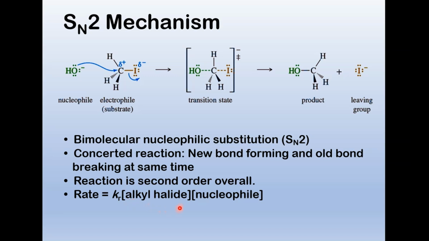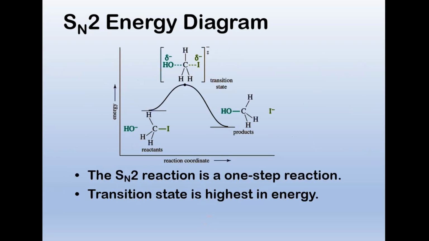The bimolecular part, we know by studying the reaction kinetics. So here's a rate law, and it says the rate is equal to some constant times the concentration of alkyl halide and the concentration of nucleophile. So if I double the concentration of alkyl halide, what do I do to the rate? It doubles. If I double the concentration of the nucleophile, it doubles. So that tells us what's possibly going on.